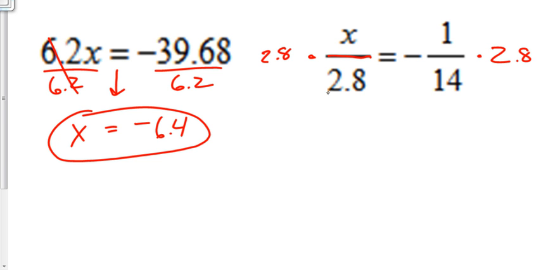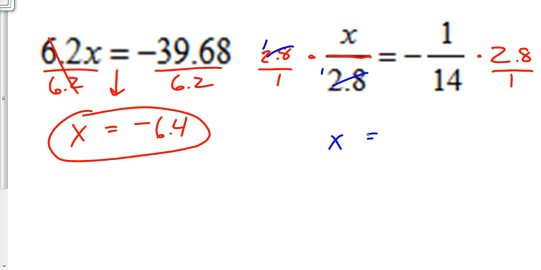Now, since this looks like it's in fraction form, I'm actually going to put this over 1. And this is also in fraction form over here, so I'm going to put this over 1 just so it's a little bit easier for me to look at. The 2.8s are going to cancel. Remember, simplify before you multiply. We simplify those to both 1s. And then I bring my x straight down.